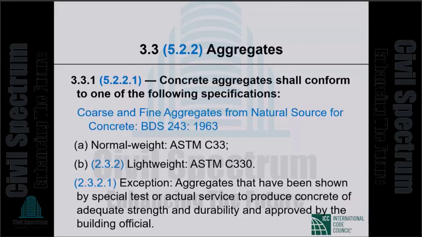The US specification for normal weight aggregate is C33, and for lightweight aggregate it is C330. So C33 is normal weight aggregate, C330 is lightweight. BNBC has an exception that reads aggregates that have been shown by special test or actual service to produce concrete of adequate strength and durability and approved by the building official. Those do not have to comply with ASTM C330.